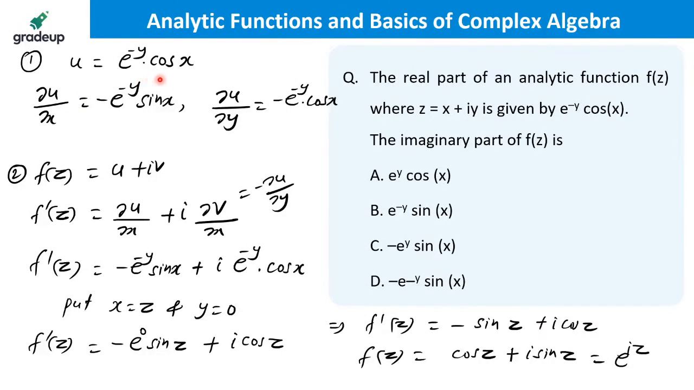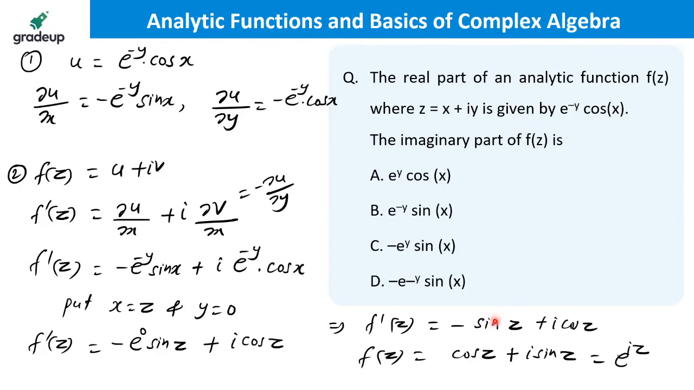U is e raised to minus y cos x, del u by del x is minus e raised to minus y sin x, del u by del y, yes correct, minus e raised to minus y cos x. So f of z is u plus iv, f dash z will be del u by del x plus I del v by del x. Del u by del x is minus e raised to minus y sin x plus I del v by del x is replaced by minus del u by del y, so e raised to minus y cos x. Working rule is x equal to z, y equal to 0. So sin z minus sin z, okay. Then cos z, e raised to 0 is 1.